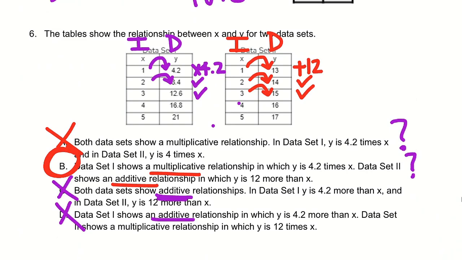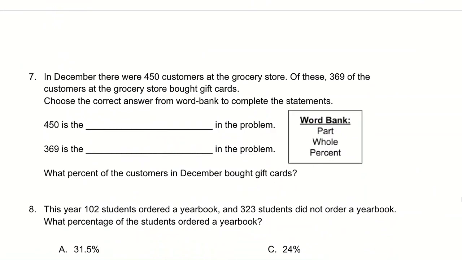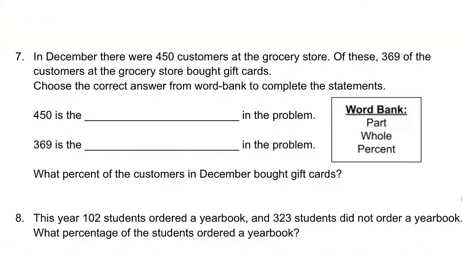Okay, let's look at the next one. Number 7. So in December, there were 450 customers at the grocery store. Of these, 369 of the customers at the grocery store bought gift cards. Choose the correct answer from the word bank to complete the statement.